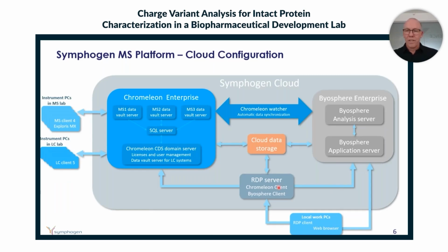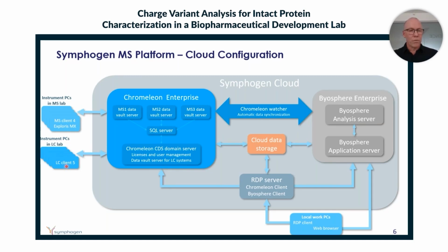This is just another view. It's a very busy slide, sorry about that, but the point is everything is now stored in the cloud and accessible from anywhere. In the labs, we have the different instrument PCs, like we have 4 PCs controlling our 4 Orbitraps. In the MS lab, they're feeding data into the Chromeleon enterprise environment. We also have our LC lab with roughly 10 LC systems hooked up there, controlled by 5 lab PCs.